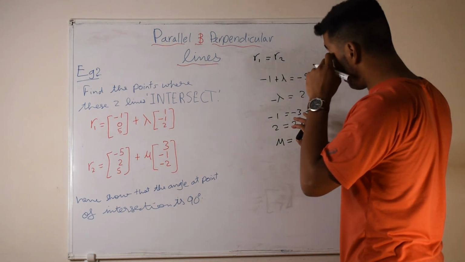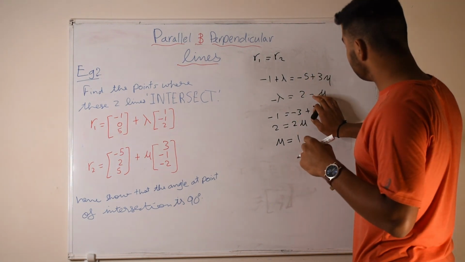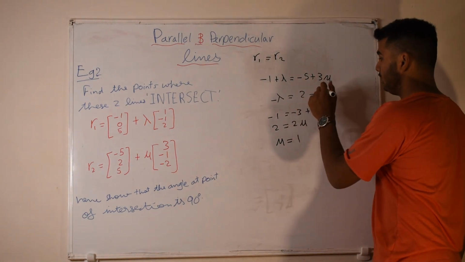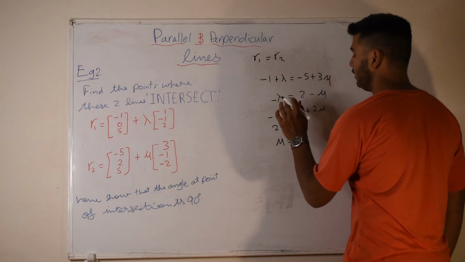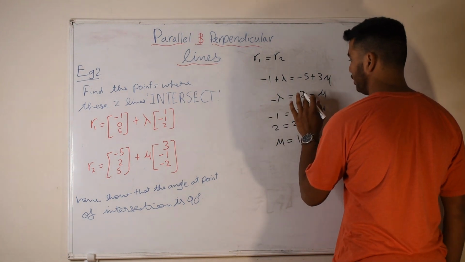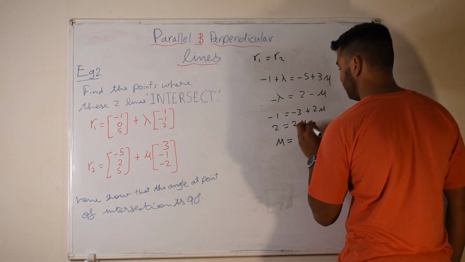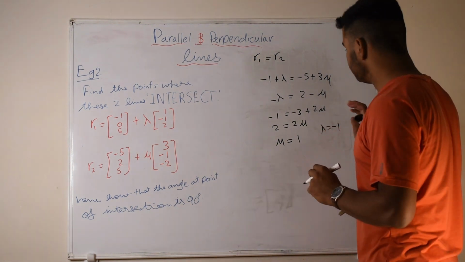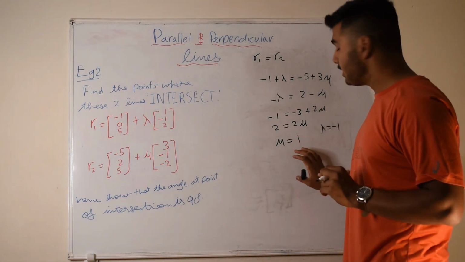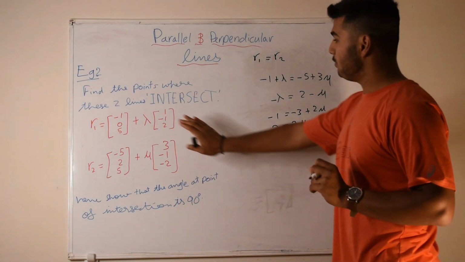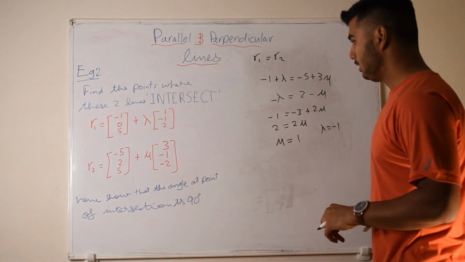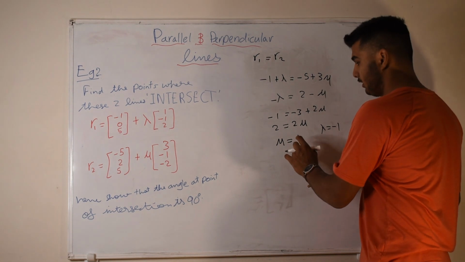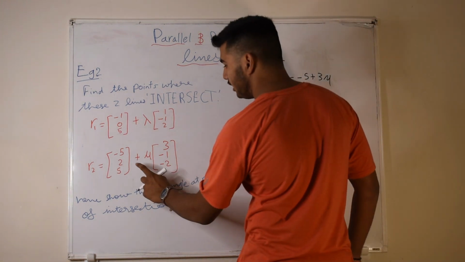If mu equals 1, sub that back into this equation right here. Negative lambda equals 2 minus 1, which would be 1. So lambda then equals negative 1. So we've developed values for both parameters over here. Let's sub this in to this over here.